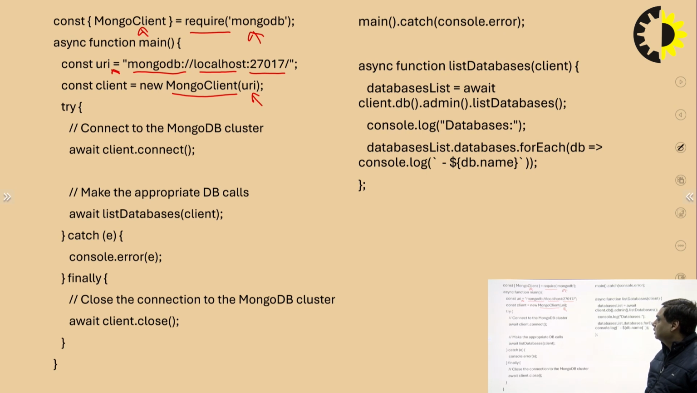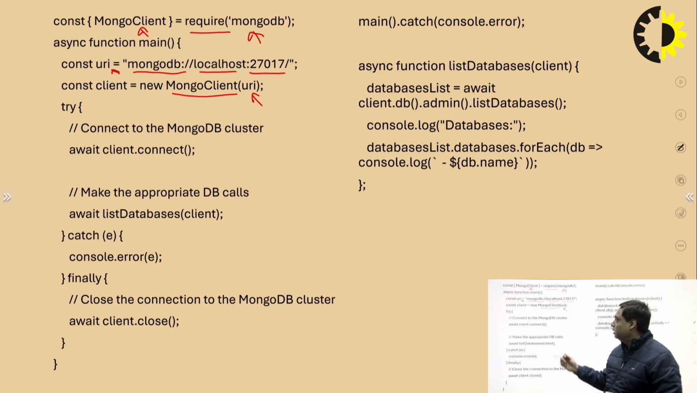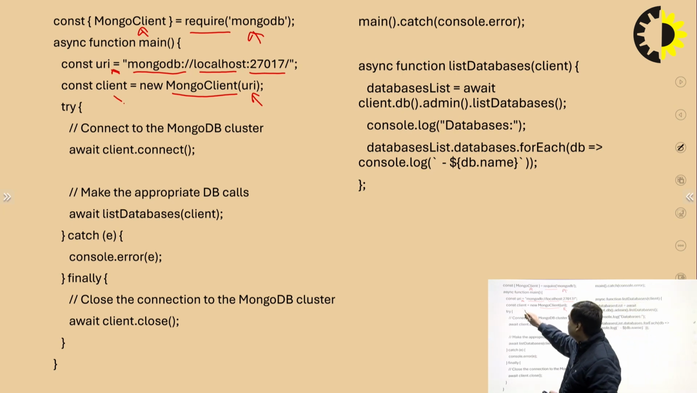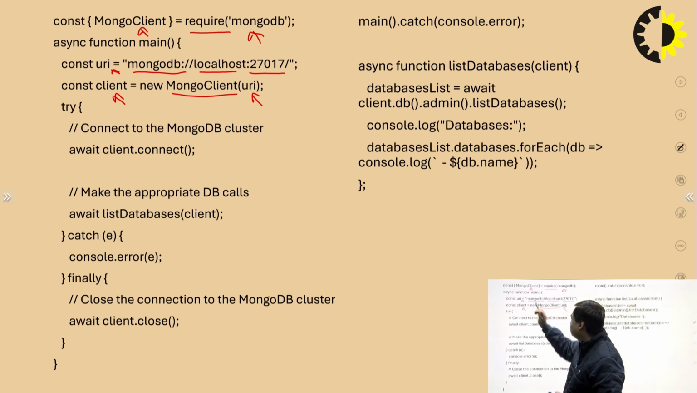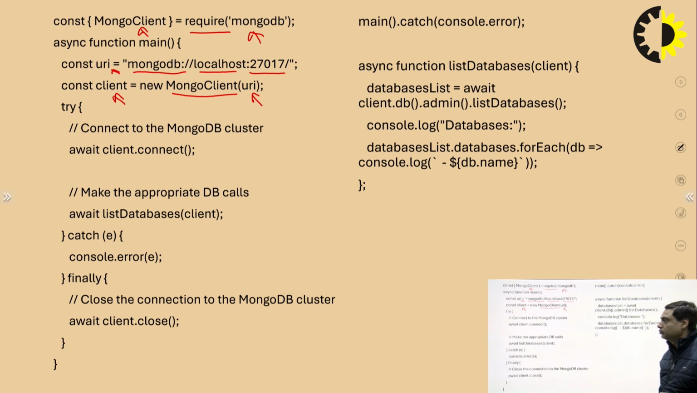Basically it is a constructor and it will create the instance, and that instance will be stored in the variable client. So after execution of this statement, an instance of the Mongo client will be created for this URI and this will be stored in the variable client.